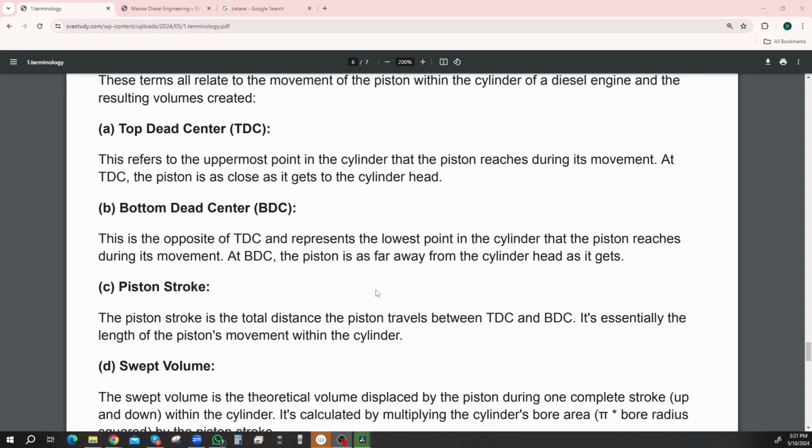Bottom dead center is the complete opposite, of course. It represents the lowest point in the cylinder that the piston reaches during its movement. At bottom dead center, the piston is the furthest away from the cylinder head that it can get. Piston stroke.